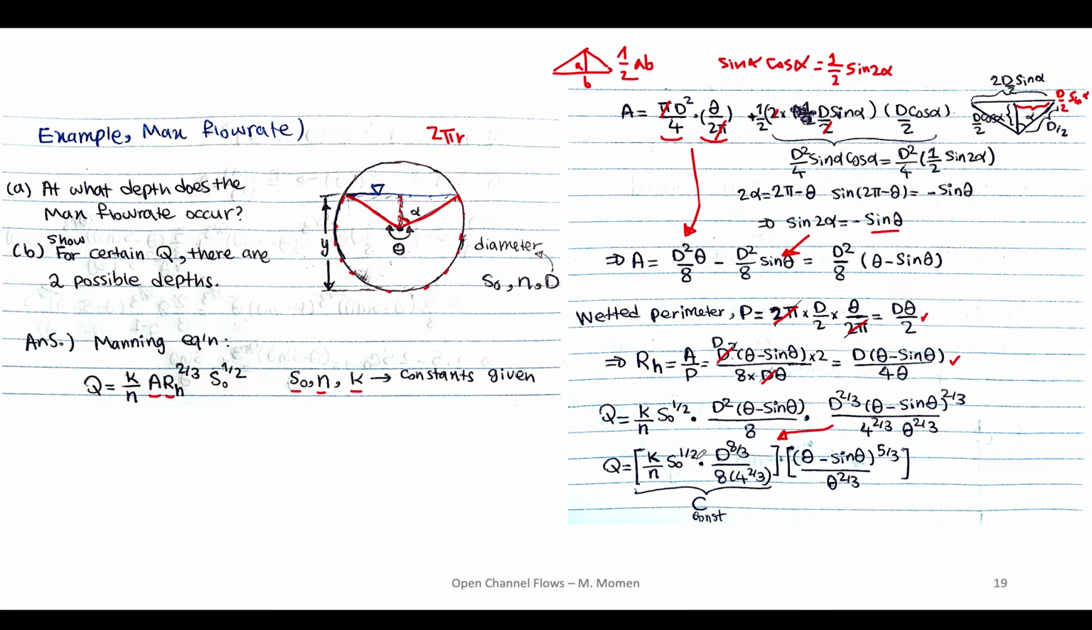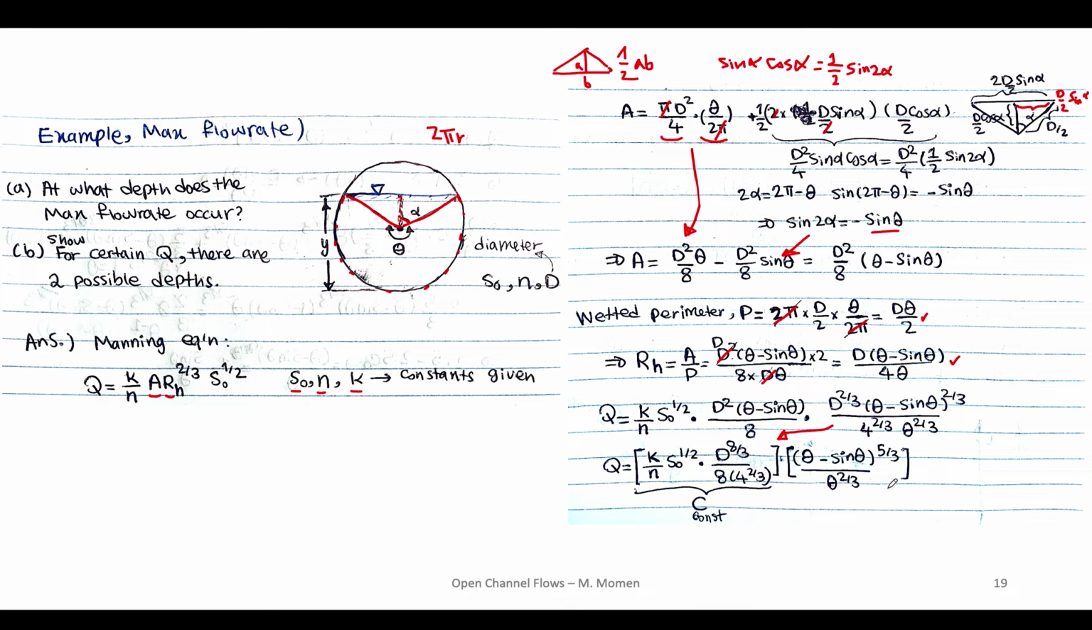So k over n, s naught to power half, d8, so this 2 is going to be d8 over 1/3, 8 times 4 to the power 2/3. So these are all constant, and I show them as c, right? And then all the variable terms which depend on theta, and this is how I should optimize it, are written in this part. So theta minus sine theta to power 5/3, because it's going to be 2/3 plus 1, which is going to be 5/3, over theta to power 2/3.